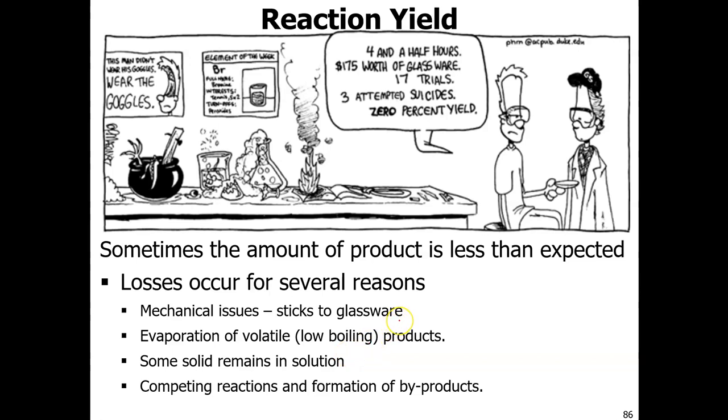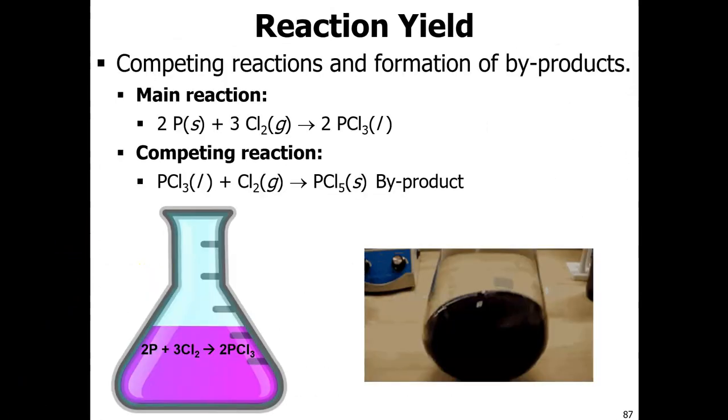You might also have over 100%, which also might seem weird, but you might have contamination, or there might be some moisture, water that was absorbed into your crystals, for example. There are a lot of different ways that you can get over 100% as well. So we're going to talk about reaction yield and how to calculate that. And it's a pretty simple calculation.